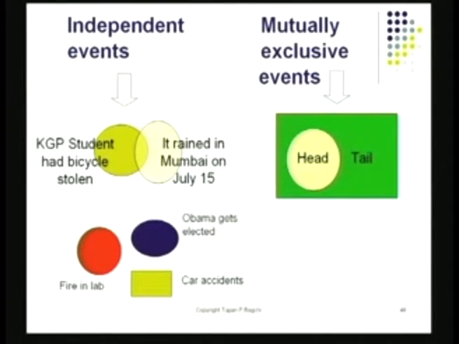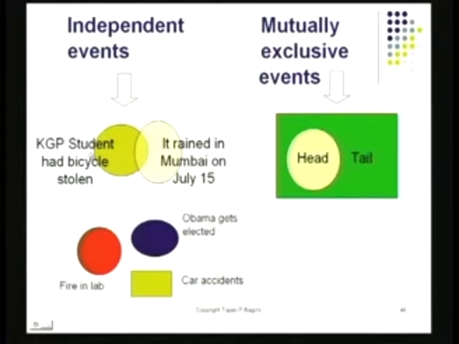What we have to remember, of course, is a little reminder of what we had done before. We have what we call independent events. Independent events are ones that occur regardless of what might have occurred somewhere else. So, for example, a Kharagpur IIT student had his bicycle stolen, and by chance on July 15th, it rained in Mumbai. These events really have nothing to do with each other. They are independent of each other. That's an example of events being independent.